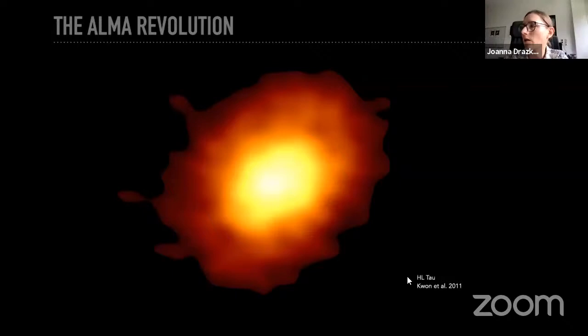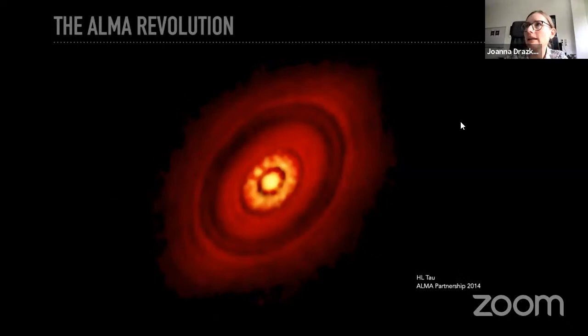So here is basically the best image that we had of a protoplanetary disk 10 years ago. This is a disk surrounding a young star, HL Tau. And that was basically just a blob of millimeter radiation telling us that there is warm dust surrounding this star, but not really much more. And then a couple of years ago, the Atacama Large Millimeter Array came to life in its extended configuration and provided us with this spectacular first resolved image of a protoplanetary disk.